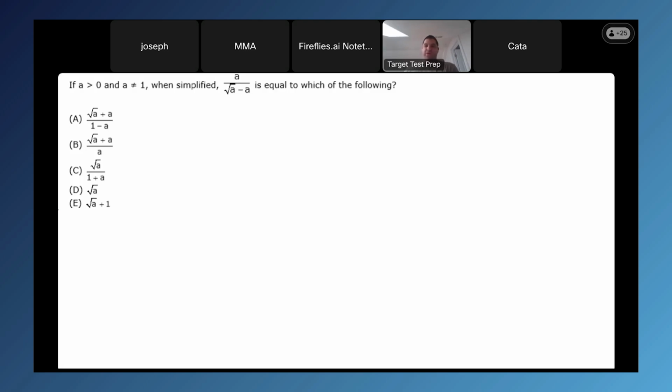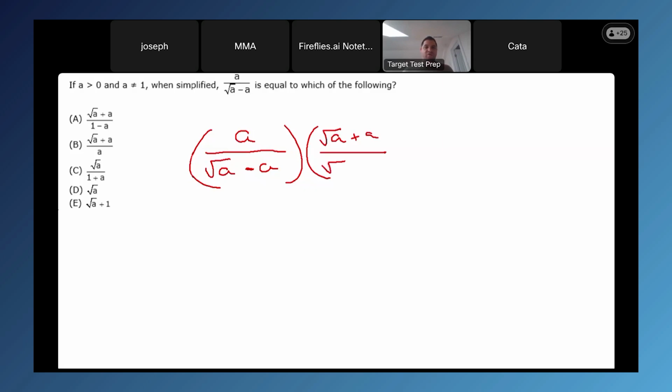All right. Yeah, well, this question here, I would say this is medium to hard, this particular question. All right, so what do we have to do? We have to rationalize the denominator, root A minus A. So we're going to do root A plus A over root A plus A here. That's how we're going to rationalize it.